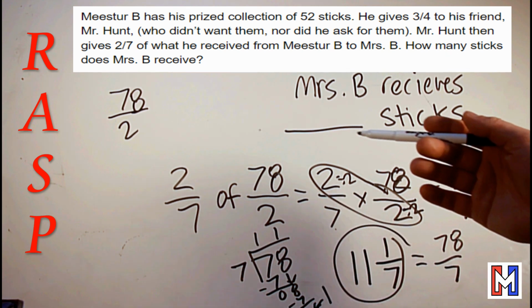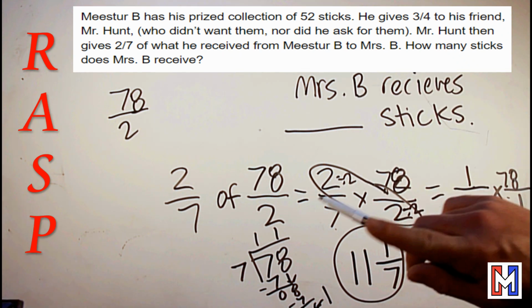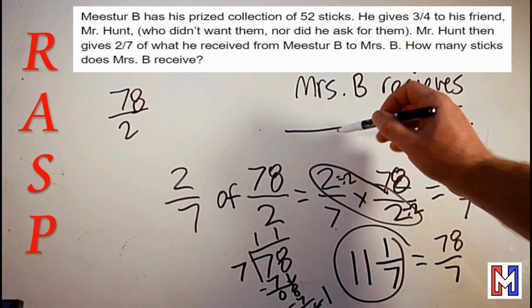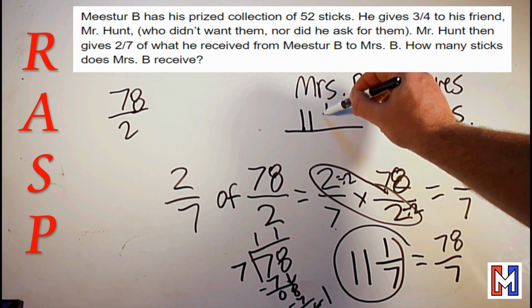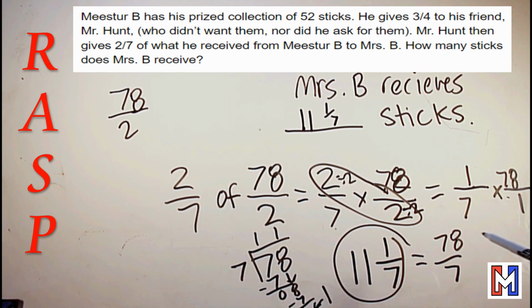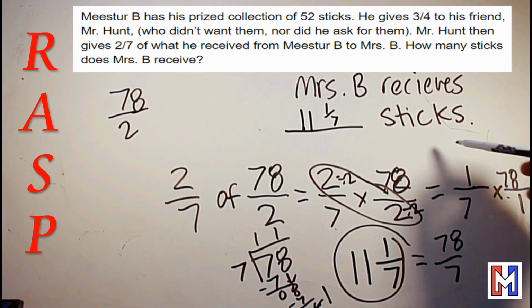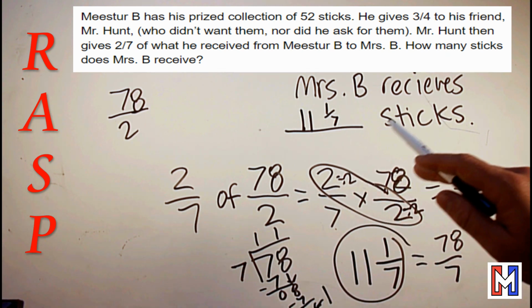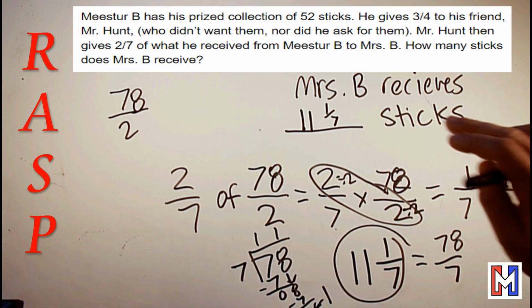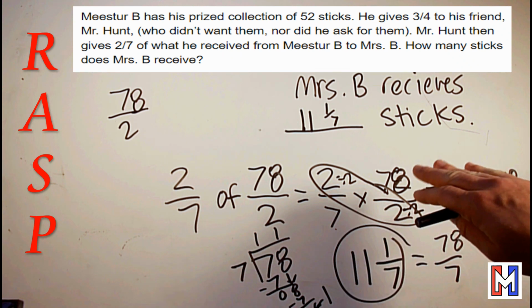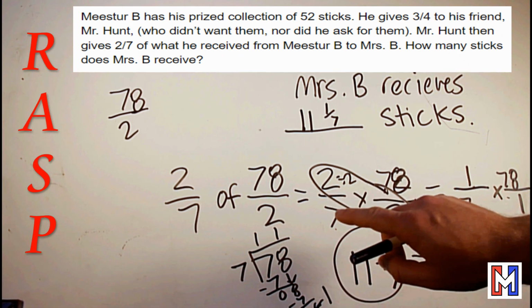Now am I done? No, I'm not. I need to put this in my answer sentence. So 11 and 1/7. All right, now we're done. Okay, so that's the process for these. Okay, let's try another one and pay attention to the keywords and let's see if you can figure out what type of problem it is.